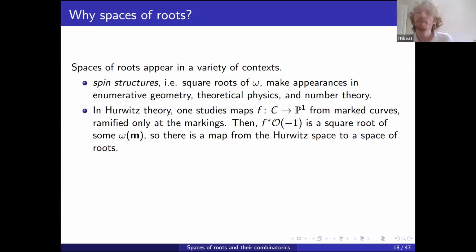Once you do that, if I give you one ramified map like this, and you pull back O of 1 from P1, which is a square root of the trivial bundle, which is also the tangent bundle, what you get, depending on which ramification profile you've chosen, is square roots of various twists of omega at the markings.